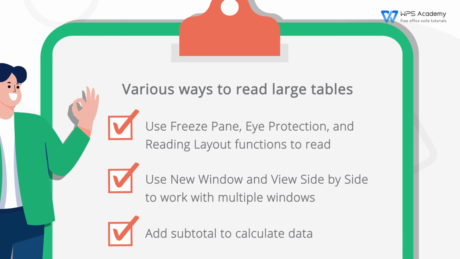1. We can use the Freeze Pane, Eye Protection, and Reading Layout functions when processing tables with large data. 2. To view multiple worksheets in the same workbook simultaneously, we can use the New Window and View Side-by-Side functions, or use the Split Window function to work with multiple windows without interference. 3. To compare data, we can use the View Side-by-Side function, but it's easier and more convenient to use the Advanced Filter and Manage Duplicate functions.